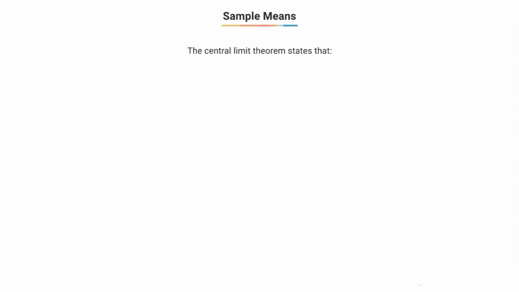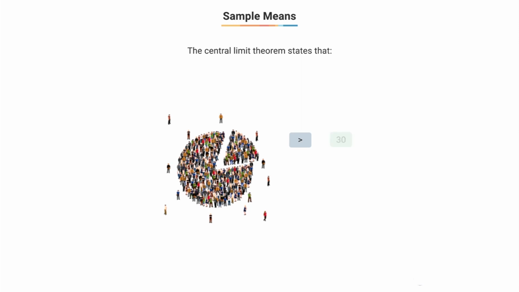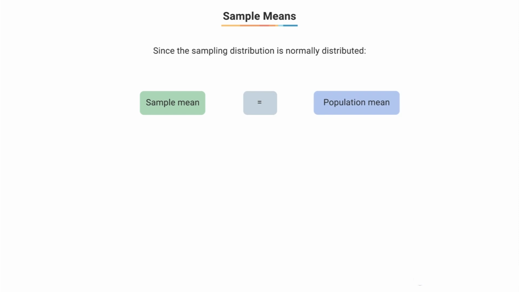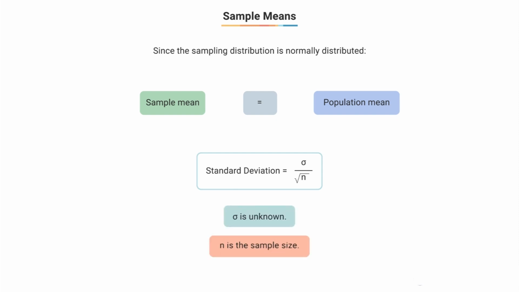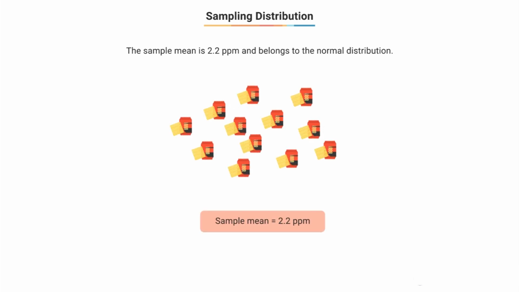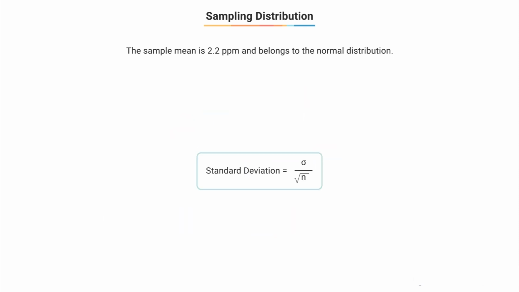As per the central limit theorem, if the sample size is greater than 30, then we can assume that this sampling distribution is normally distributed with mean equal to the population mean, which is unknown in this case, and standard deviation equal to sigma by square root of n, where sigma is unknown and n is the sample size. So with this, we can conclude that our sample mean, which was 2.2 ppm, belongs to a normal distribution with mean equal to the population mean and standard deviation equal to sigma by root n.